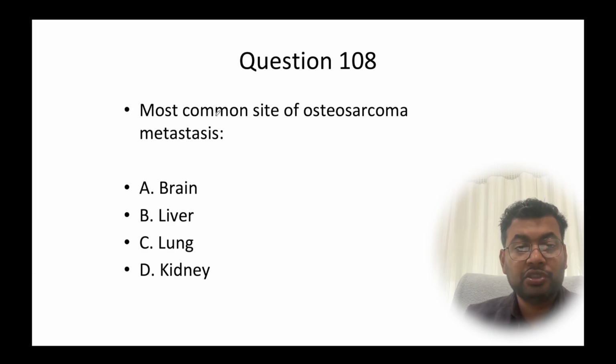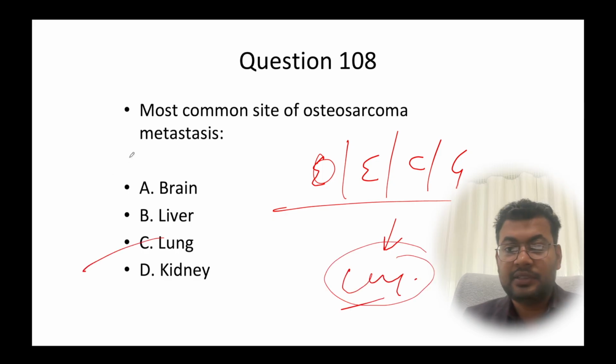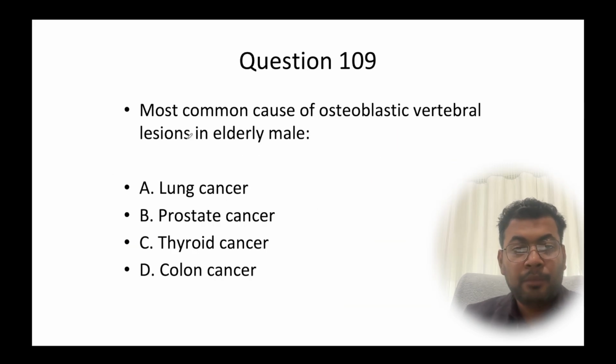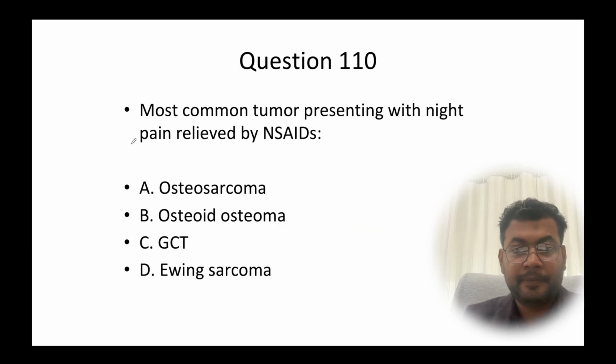Most common site of osteosarcoma, distal femur. Metastasis: for osteosarcoma, Ewing sarcoma, chondrosarcoma, GCT, the most common site of metastasis is lung. So the answer is C, lung. Most common cause of osteoblastic vertebral lesion. Now again, osteoblastic means bone forming, sclerotic lesion, that is most commonly a metastasis from the prostate. B.